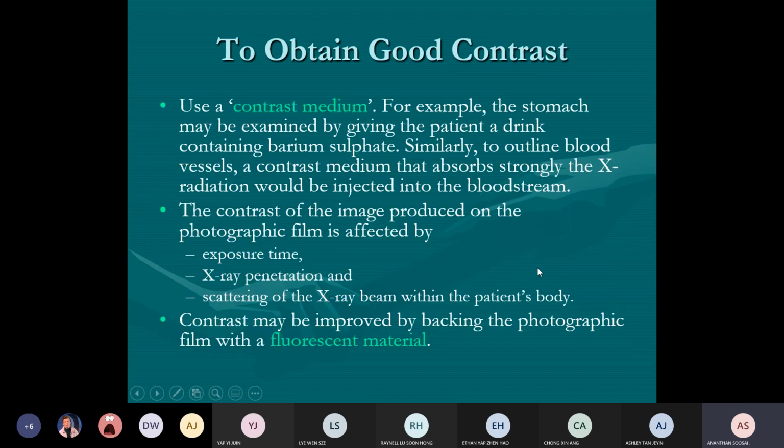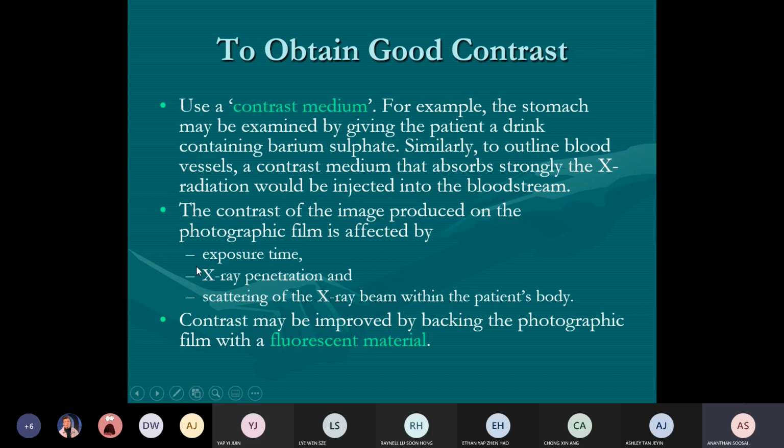So of course contrast can be improved by using a longer exposure time, but it's not a good idea. Are you going to stand there for 5 to 10 minutes exposed to X-ray? You're going to kill a lot of your cells and harm your body. So exposure time is not advisable. A contrast medium is maybe a good alternative compared to exposure time.